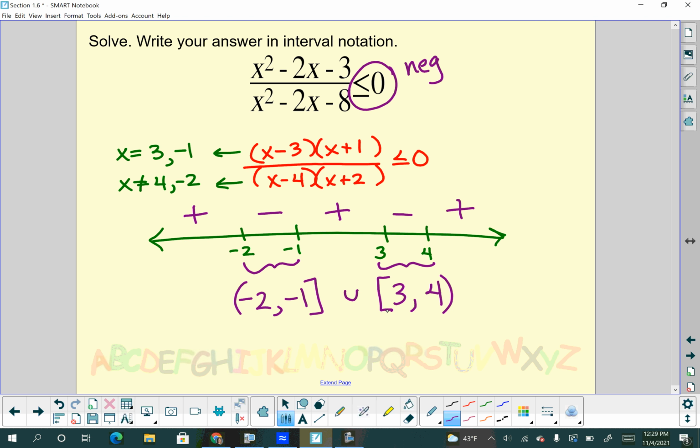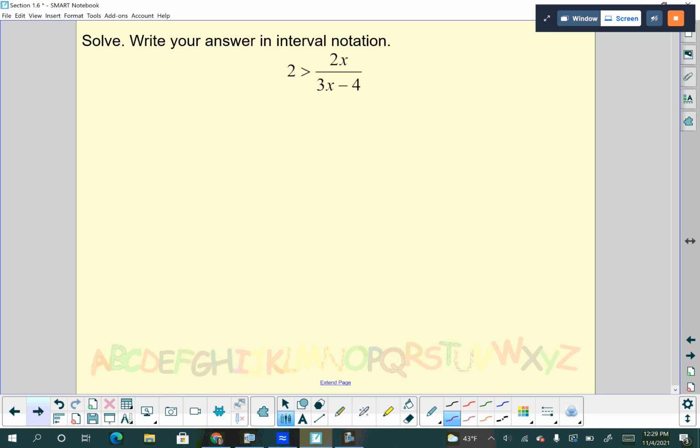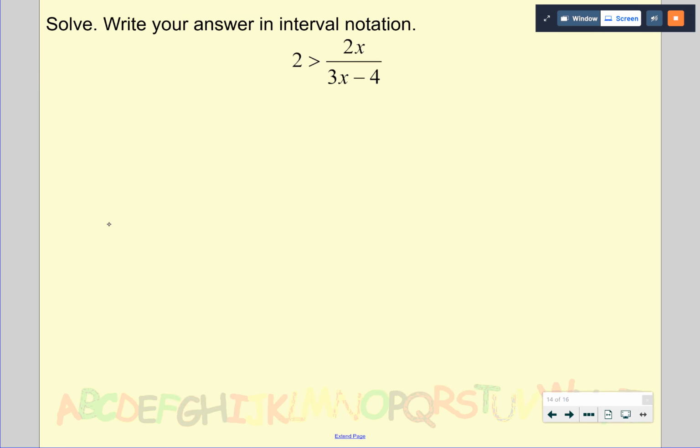Okay? All right, we're just going to do one more problem to wrap this up. This one. 2 is greater than 2x over 3x minus 4.